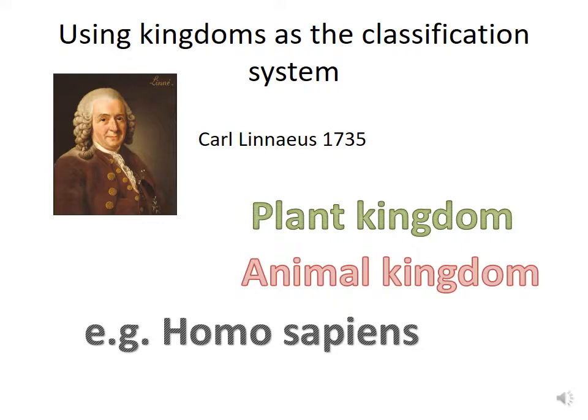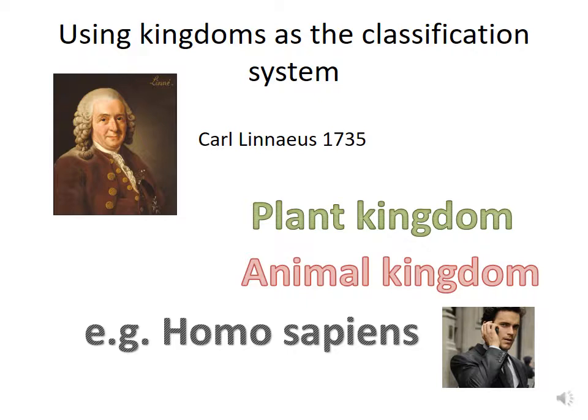The smallest category was described using 2 words, and the first word is genus, Homo. Homo is a genus, and sapiens is the species name. So when you put those 2 things together, that's the binomial name for modern man, pictured here on the right.